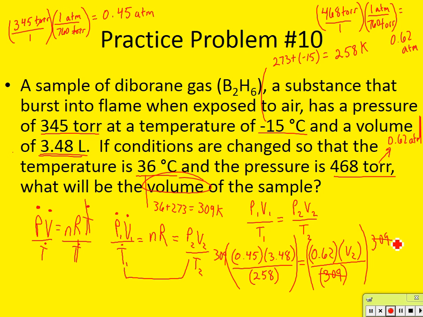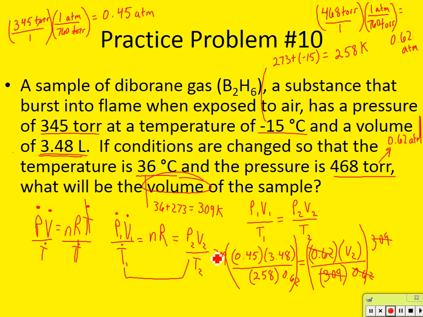Now what do you got to do? Yeah, to get V2 by itself, we've got to get rid of this 0.62. Let's divide it by 0.62, both sides. Okay, over here, the 0.62 cancels out. And so we're left with this big, huge term here is equal to V2. Let's put it in a calculator and see what you guys got.